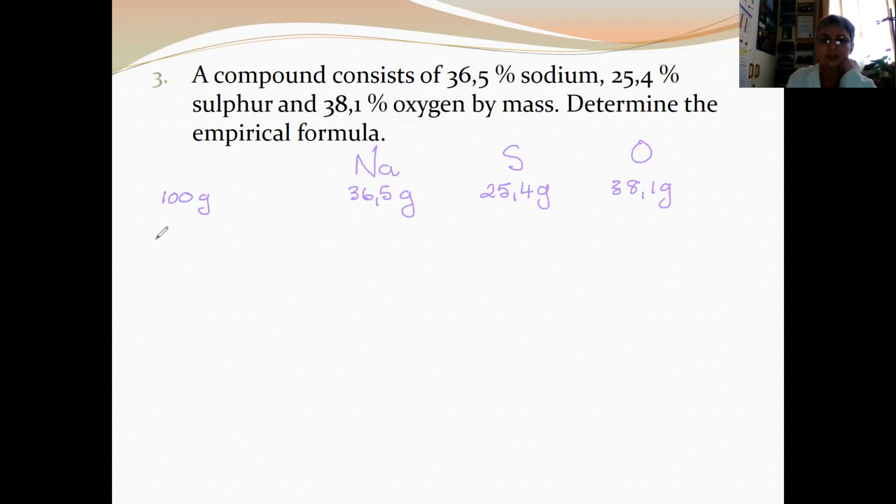Next step is to change it into the mole. To change it into the mole, we take the mass of the element that we got from the percentages and we divide it by the molar mass. So sodium's mass must be divided by 23, sulfur's mass must be divided by 32, and oxygen's mass must be divided by 16. So we get the mole ratio for this compound's elements.